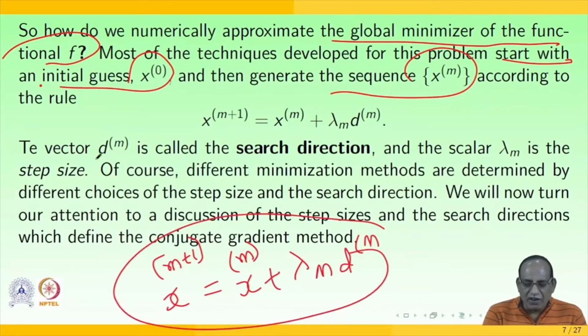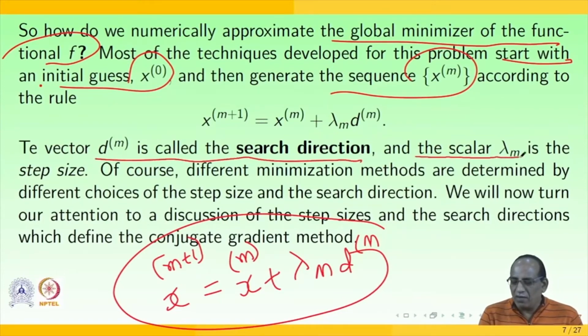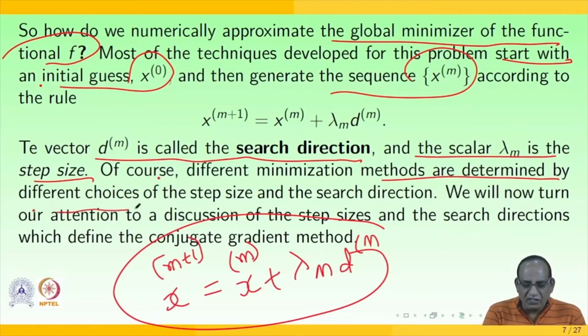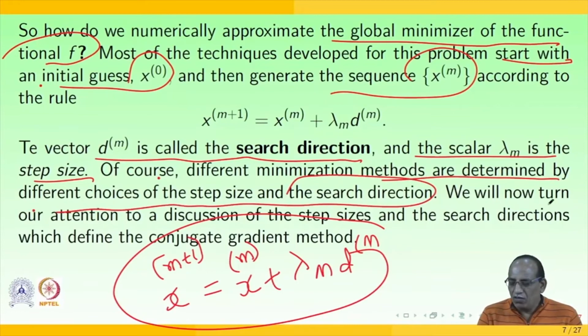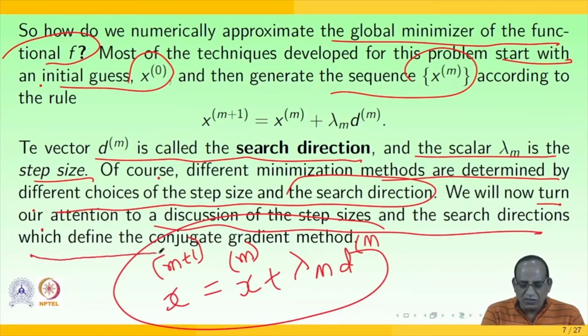The vector d of m is called the search direction and the scalar lambda m is the step size. Of course, different minimization methods are determined by different choices of the step size and the search direction. We will now turn our attention to a discussion of the step size and the search directions which define the conjugate gradient method.